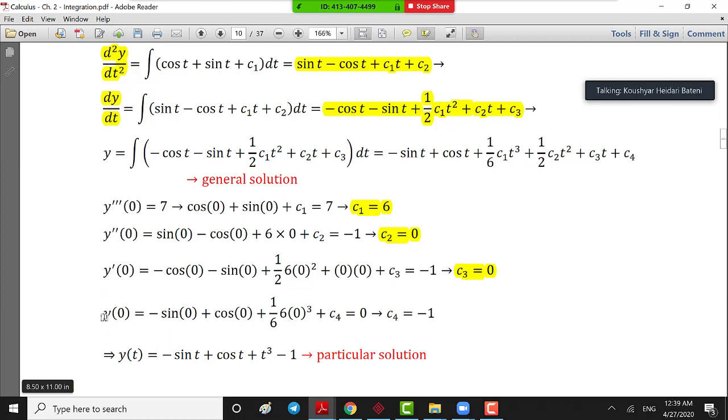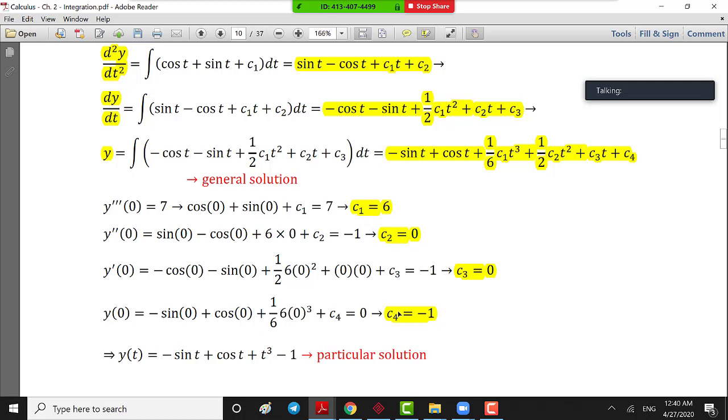And the fourth initial condition, which told you that y at 0 is equal to 0. Now, y was equal to this. If you put in 0 in it, what are you going to get? You're going to get 1 plus C4 equal to 0. That means C4 is equal to minus 1. Now we have determined all the undetermined constants.